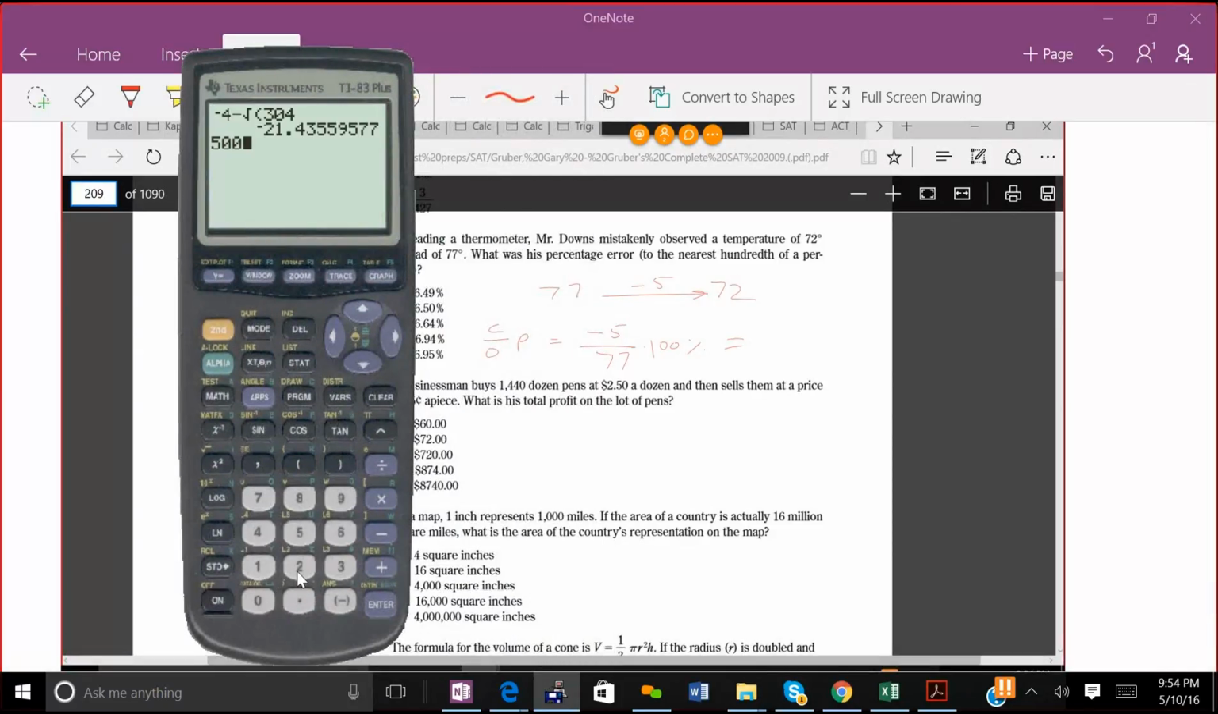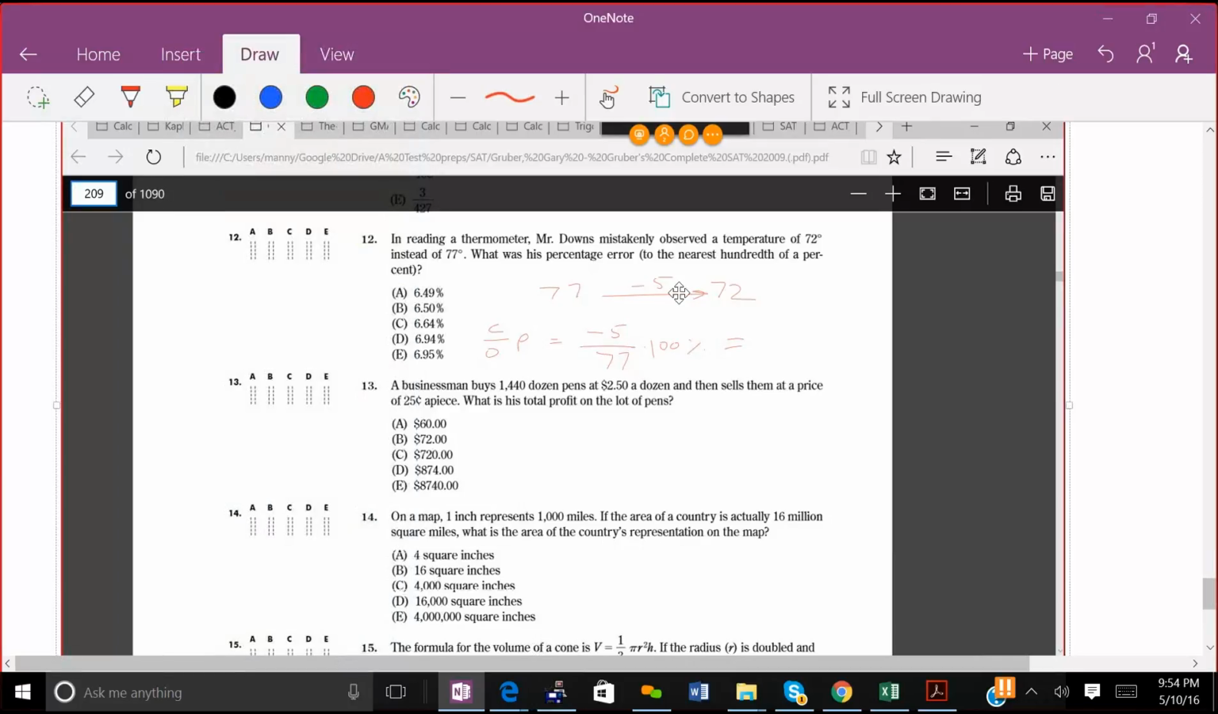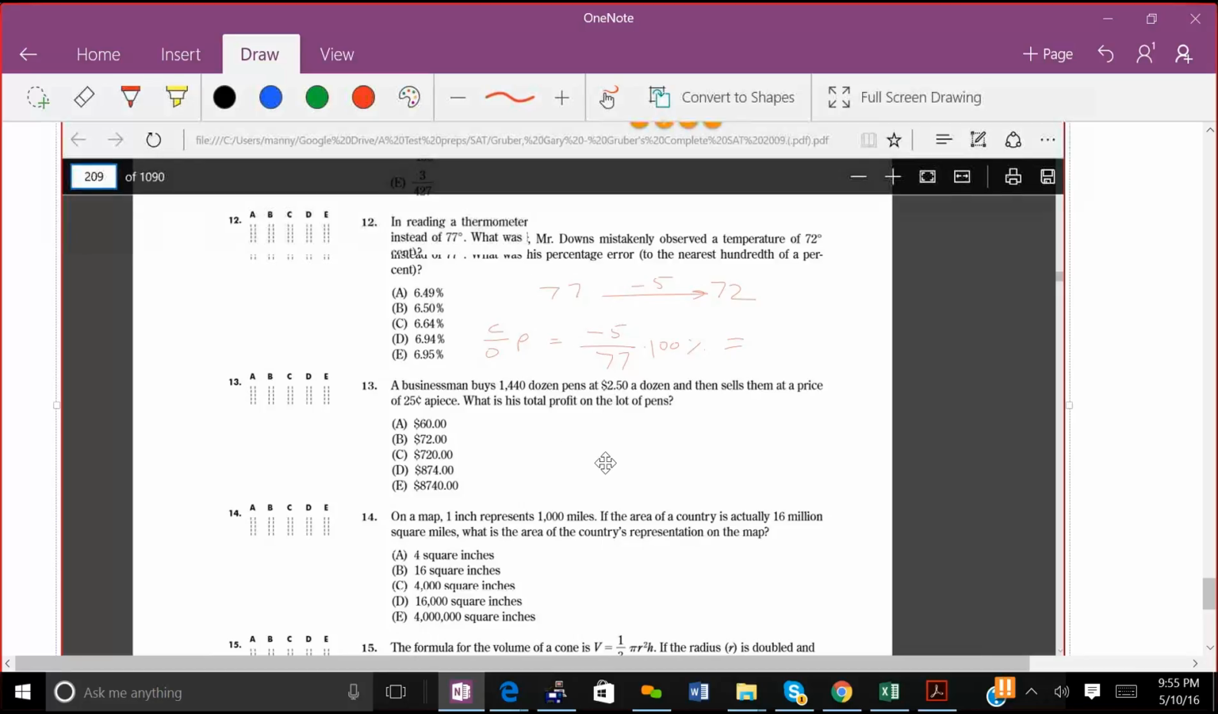500 divided by 77 is 6.49, right? Yeah, the negative doesn't matter though, right? Well, it says decrease, so just change or percent error. I mean, if the answer had negative 6.49, that would be more accurate, but all they're asking for is the error. So error could be positive or negative.